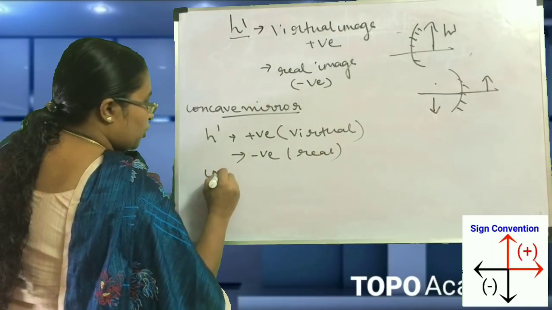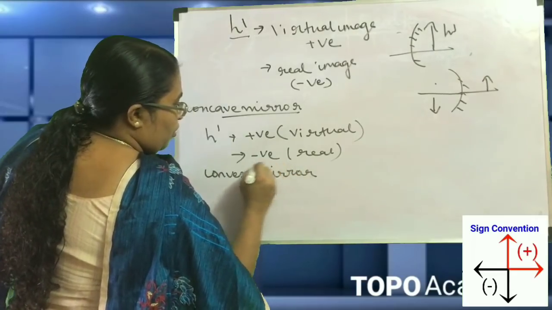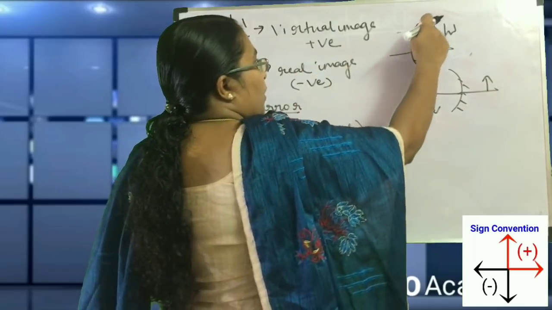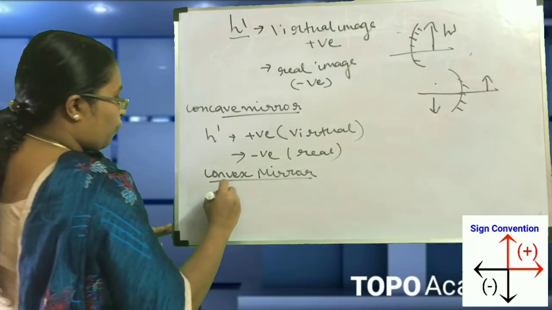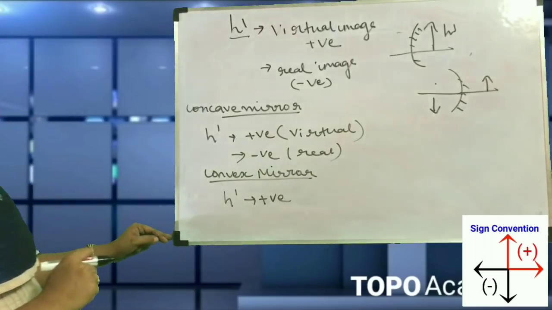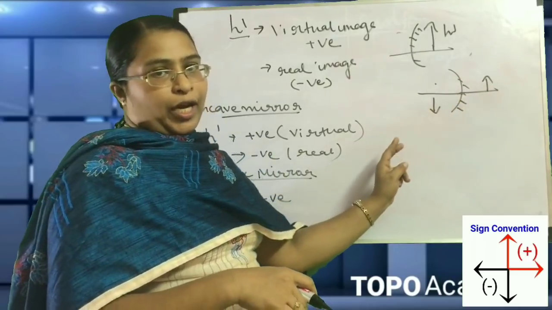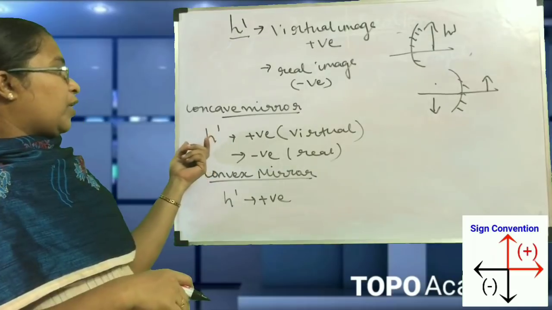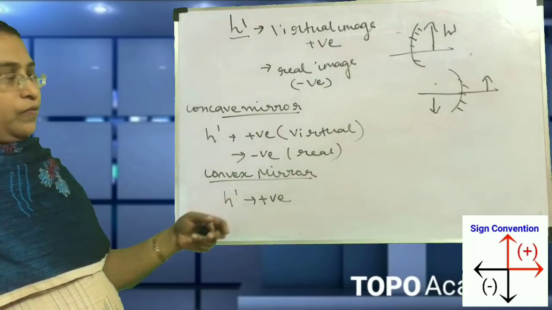And next, in case of convex mirror, we know that in all the cases the image is formed in the upward direction to the principal axis. So in all the cases of convex mirror, h dash is always positive. For concave mirror, two cases are there, virtual image and real and inverted images. Only for the virtual image we are getting h dash as positive. In all the other cases we are getting h dash as negative.